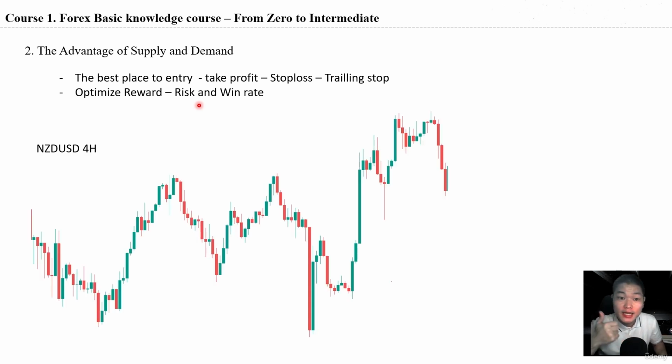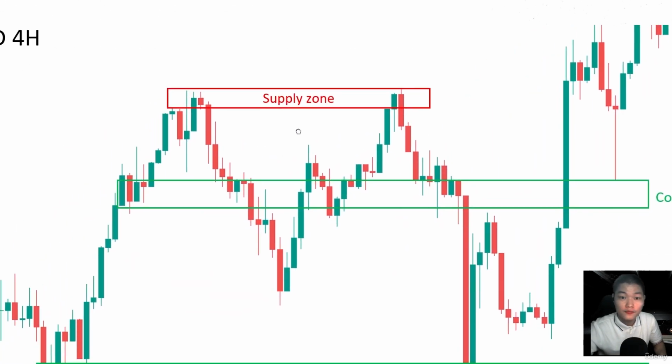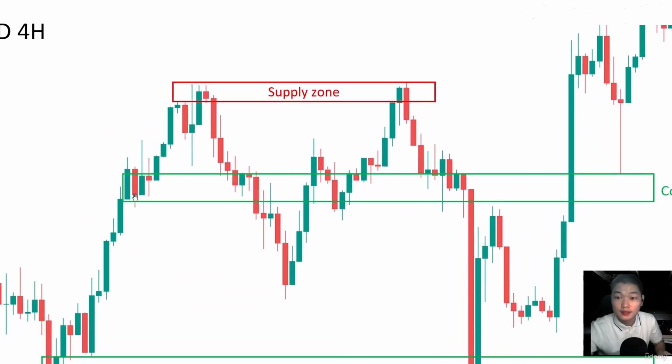So let's see. Here is the New Zealand dollar on the 4-hour time frame. From the left side to the right side, you can see price go up. At this time, you can see some supply zones on the top, and here we have the demand zone, a continuous demand zone. And here is the base, and here is the up wave, and here is the up wave again.